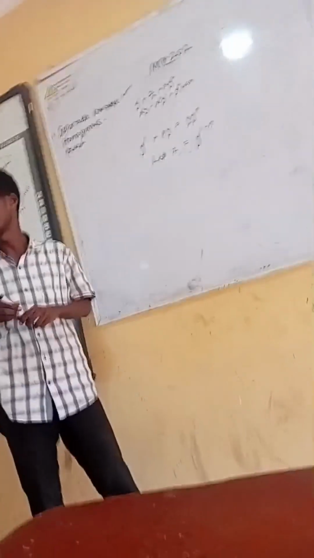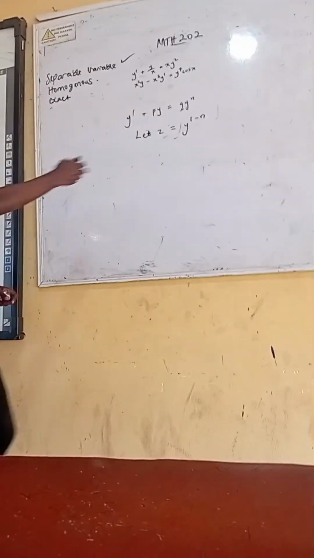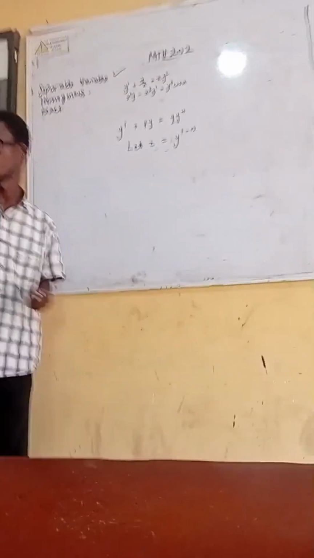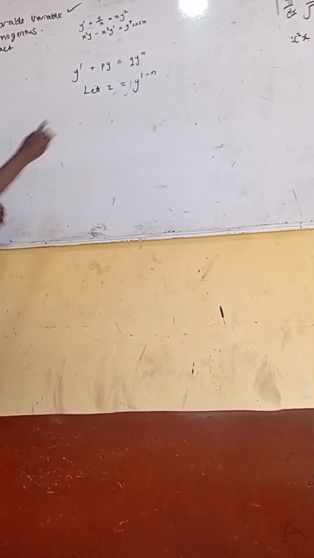Equals y raised to power 1 minus n. N is the highest power of y, the highest degree of y that you find in that equation. For example, this one now, n is 2. Okay?